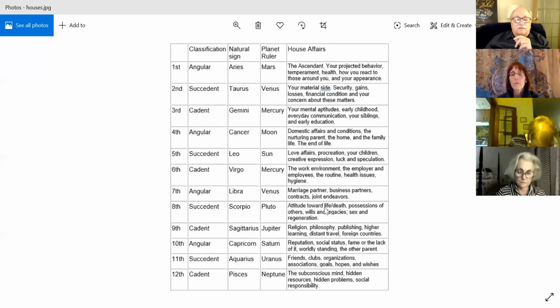The document that you need to go get is out on my website. This is what the document looks like. I don't want you to be worried about the middle columns. The main thing is the first and last column. This is the definition of the houses, okay?